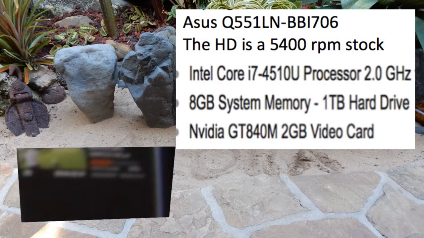So I recently acquired an Asus. It's a 2-in-1. The numbers up there are crazy, but it's got a 5400 RPM hard drive. It's an i7. I believe it's a dual core, 2.0 gigahertz, 8 gigs of RAM, and it's got an NVIDIA 2 gig video card. So it does have a video card in it, which makes it kind of nice.